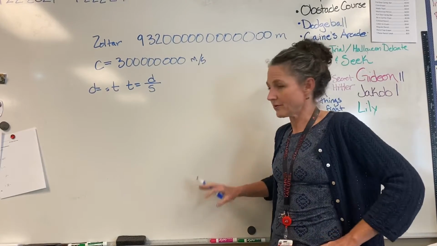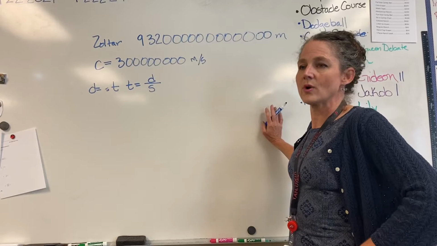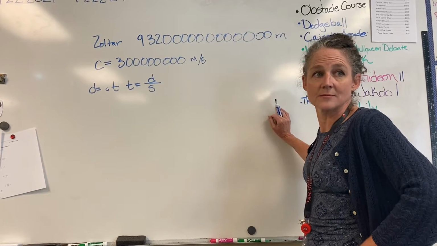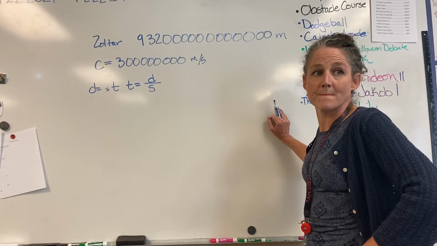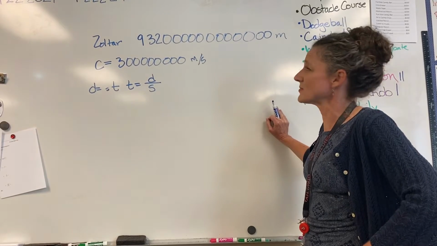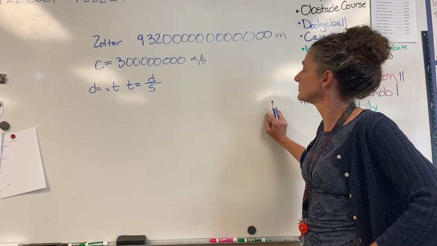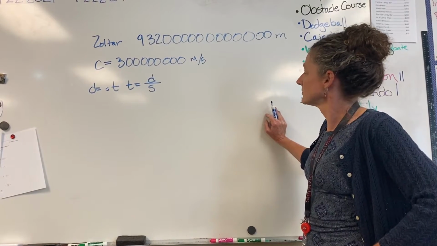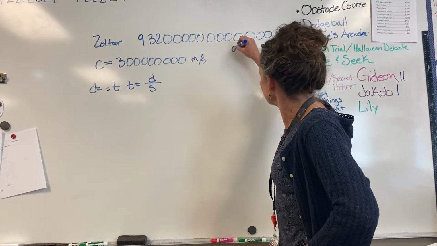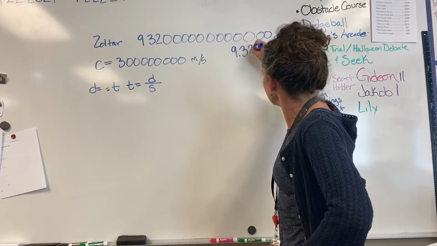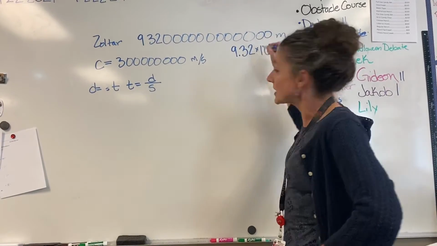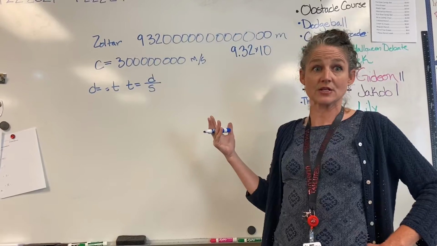So what do I do? I don't want to deal with that many zeros. How do I get rid of all these zeros, in a calculator or just in real life? So you put 9.32 and then count all those zeros, times 10 to the power. Put it into scientific notation to make it easier to deal with.